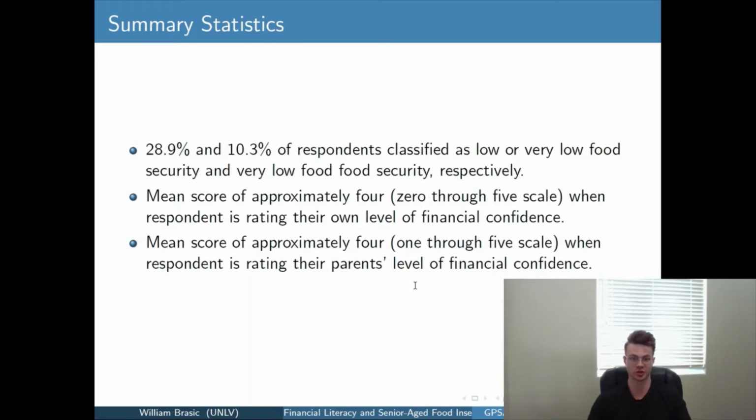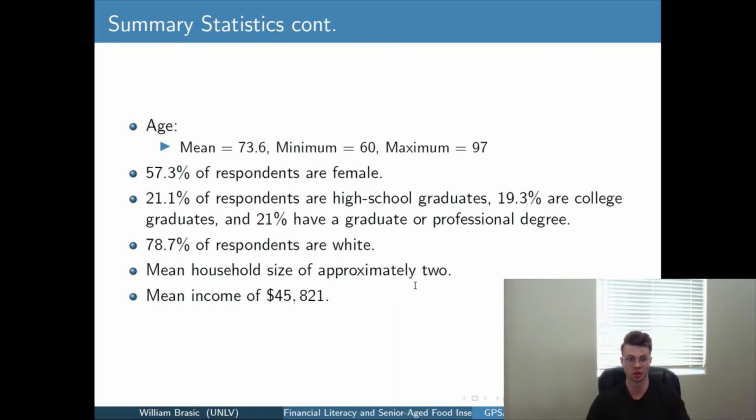Just some summary statistics. We had a mean score of approximately 4 when the respondents were measuring their financial confidence in their own abilities, as well as another mean score of approximately 4 when they were rating their confidence in their parents' level of financial confidence, which is very important to my paper. I'll dive into that in a little bit.